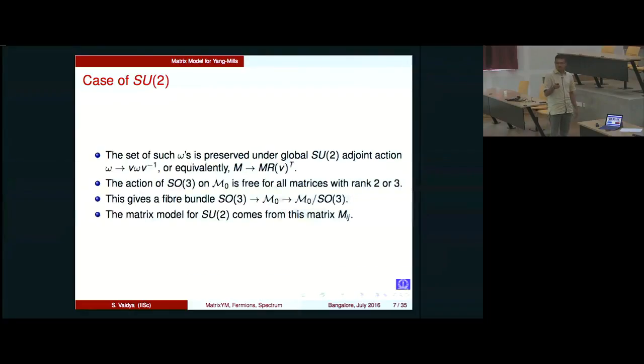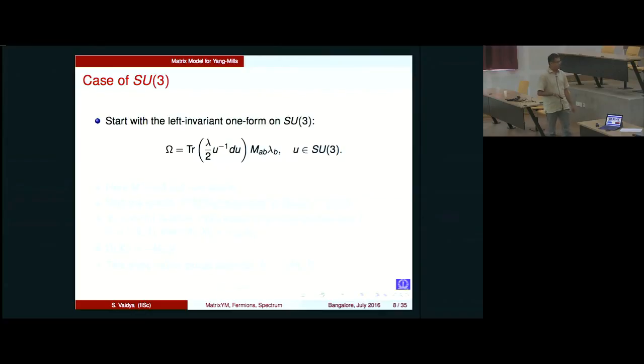These 3x3 matrices that you have simply correspond to the matrix model that you write down on S3 cross R. You can do the same thing for SU(3), and you start off with a left invariant one form on SU(3), the Maurer-Cartan form, and then construct the most general left invariant form, which is to take the Maurer-Cartan form and take the linear combination over real numbers, M. So the M is now an 8x8 matrix.